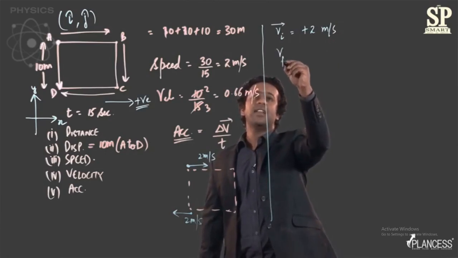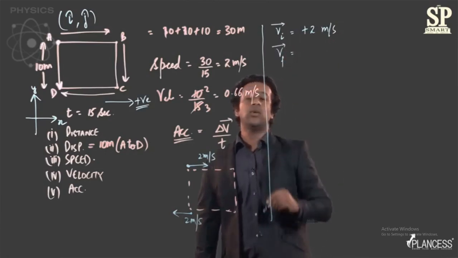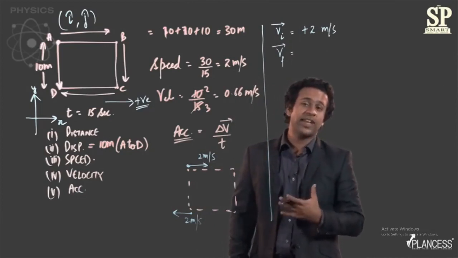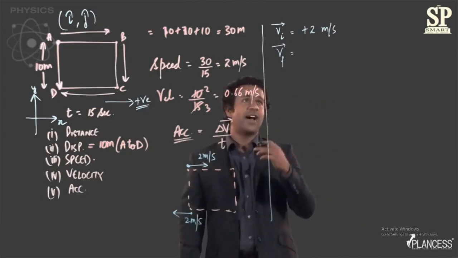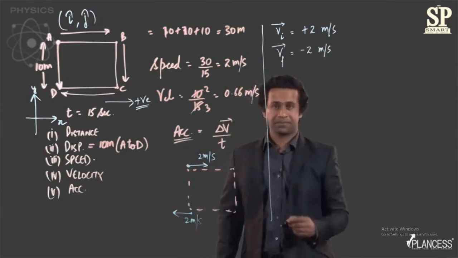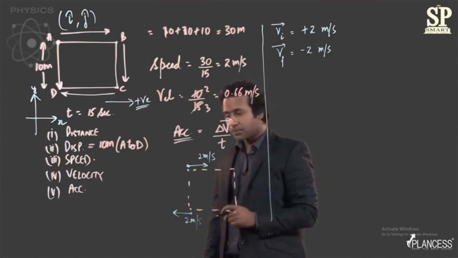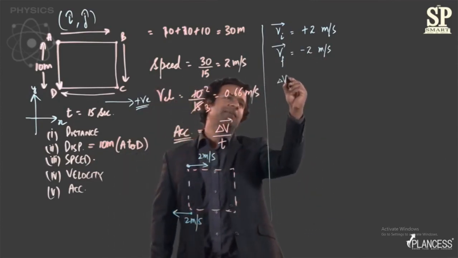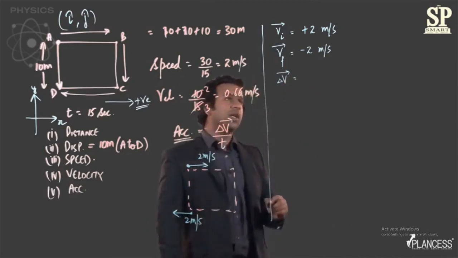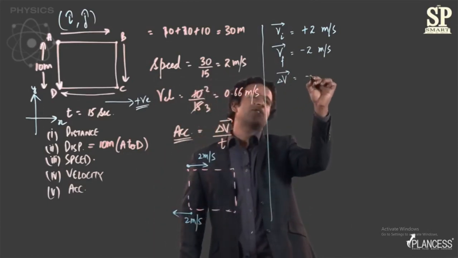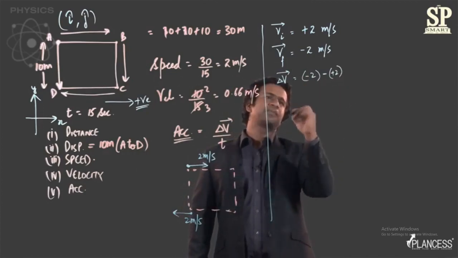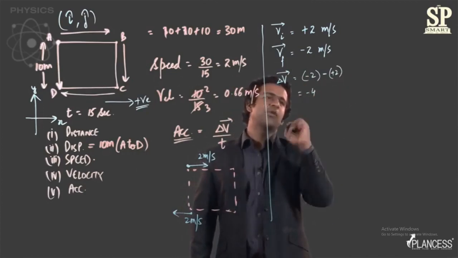Similarly, the final velocity will be equal to, since it points in the direction opposite to the one we have taken as positive, minus 2 meter per second. Now, the change in velocity, delta V, will be equal to the final, which is minus 2, minus the initial, which is plus 2, which becomes minus 4.